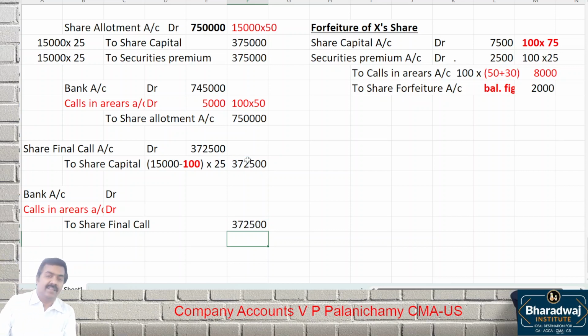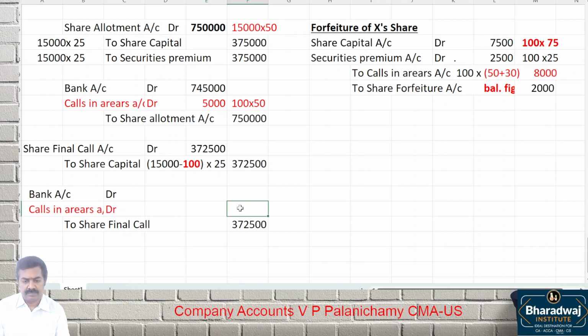யாரு pay பண்ணல? X-ஐ cancel பண்ணியாச்சு, விட்டுடுங்க. Why? எவ்வளவு shares? 200 shares. So 200 into 25, final call. 200 into 25 will be calls in arrears. What is the calls in arrears? 5,000. Balance we collect.